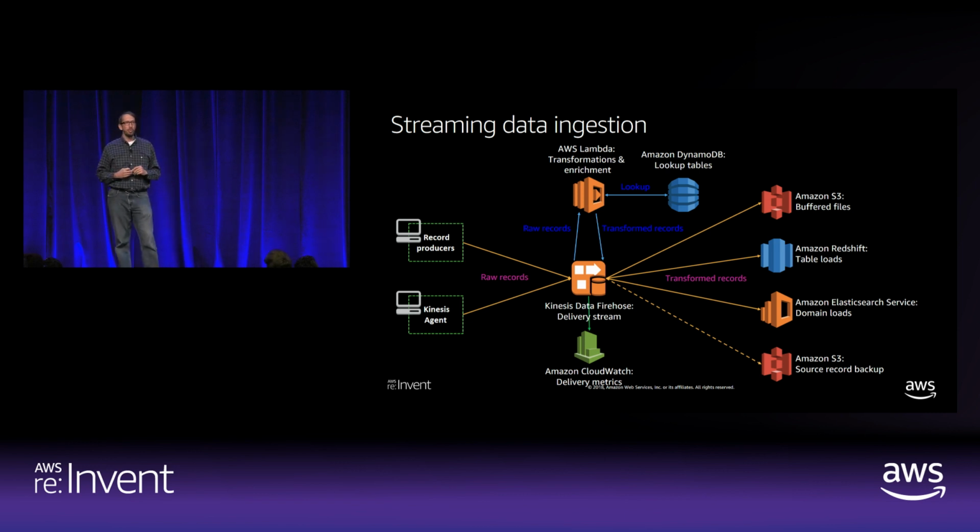First of all, in the bottom right-hand corner, you see source record backup. That's a checkbox that you can enable to automatically preserve all your original records as they enter the stream.